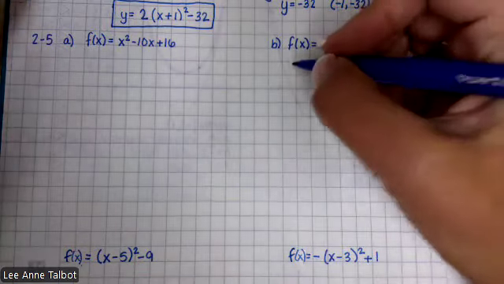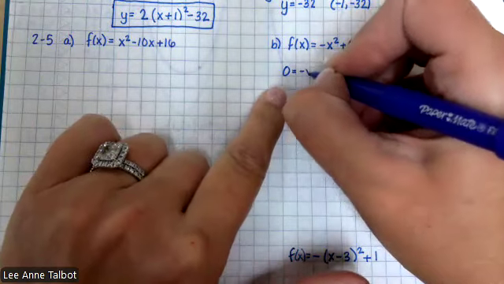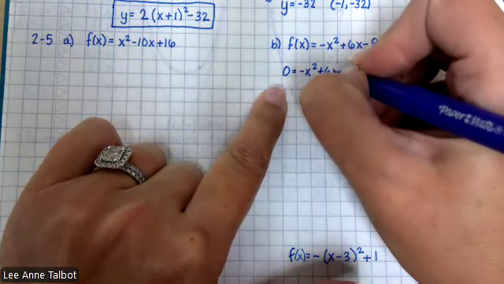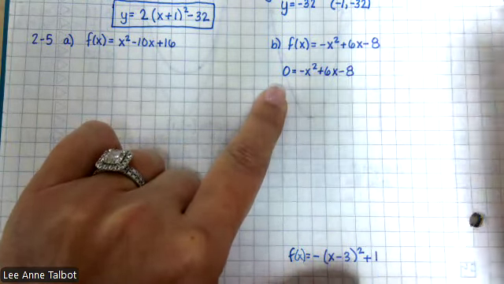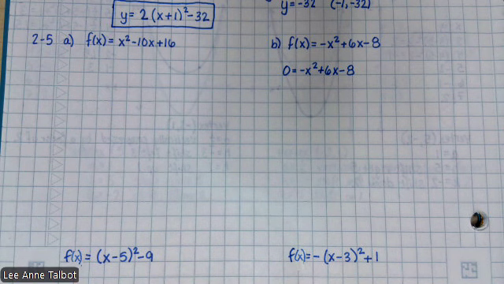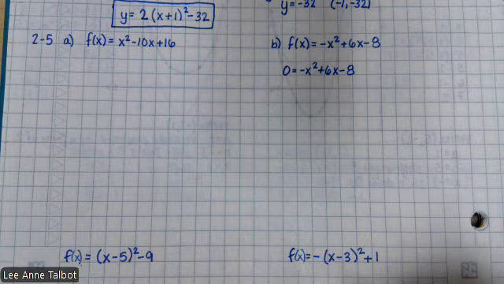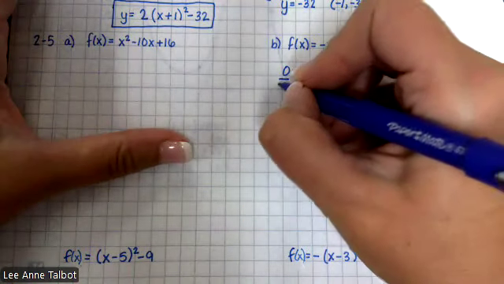Okay, so the first thing I'm going to do is set it equal to 0. And then you have options, but for me, I like to have a positive x squared when I do my box and diamond. So I'm going to divide this whole problem by -1. Do you have to do this? No, it'll work. Otherwise, I don't like it.